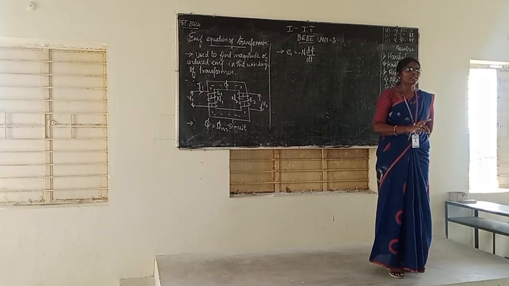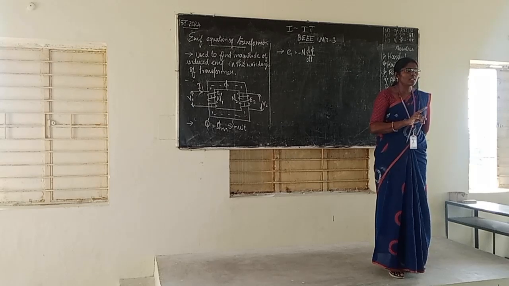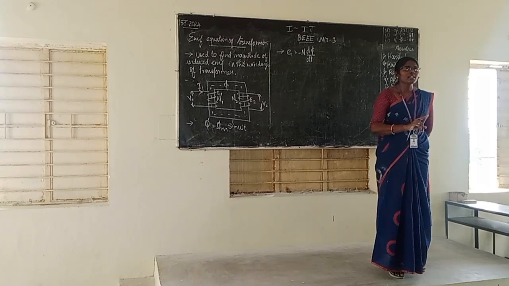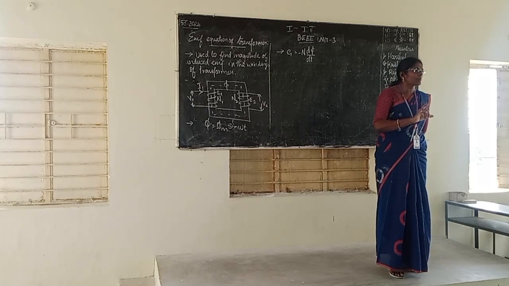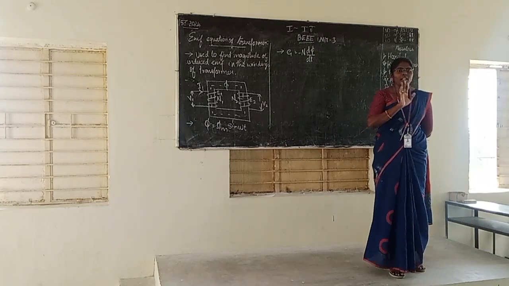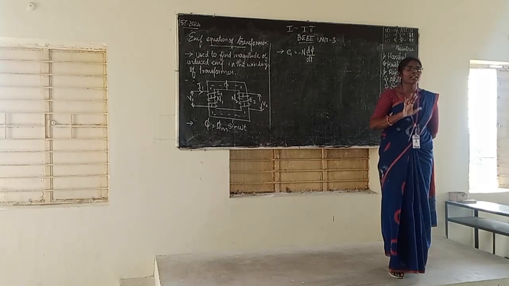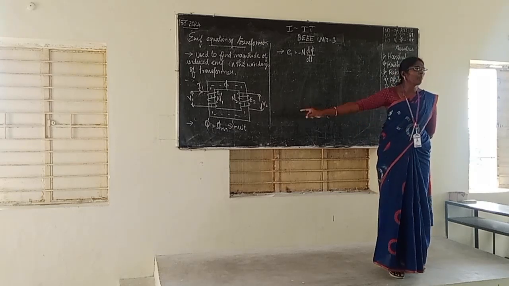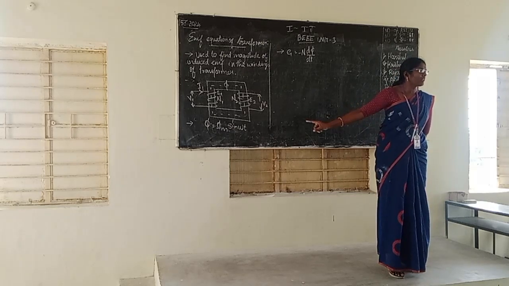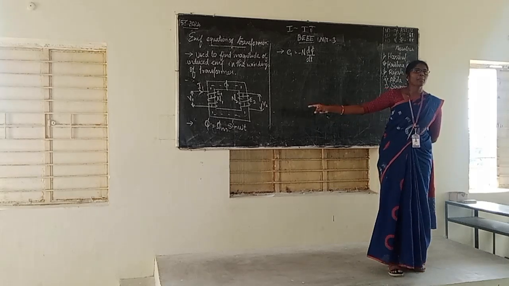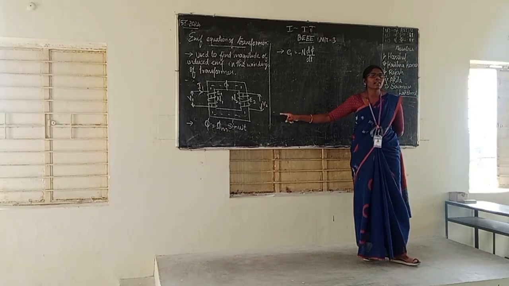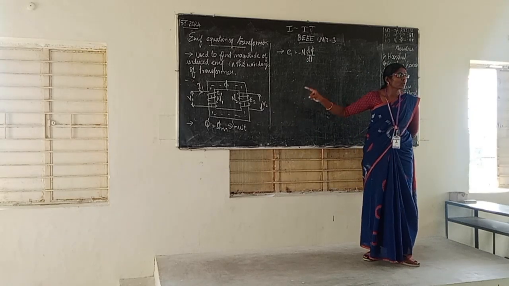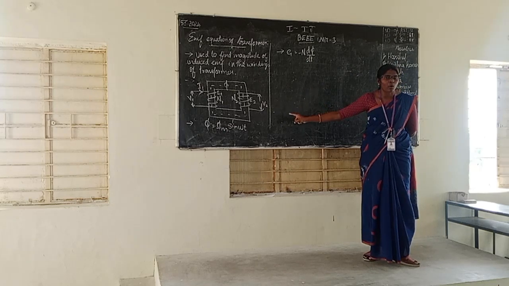I told you last class. Why are we not giving a DC source as input to a transformer? Because in direct current there is no principle of electromagnetic induction. So we will be going for alternating current. In the primary winding I am giving alternating current as the source voltage to the primary winding of the transformer.